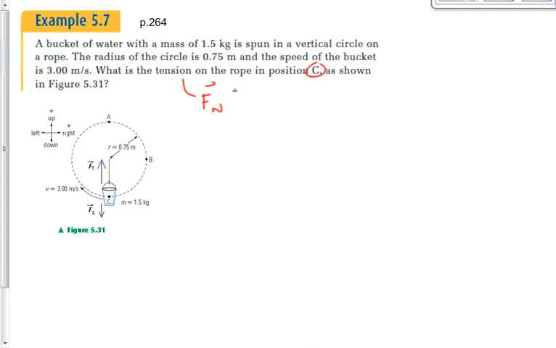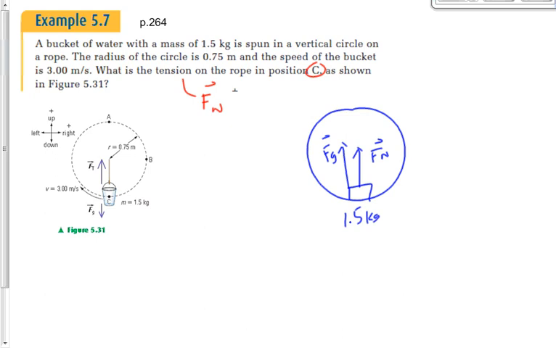All right, I'm going to redraw this because I don't like that picture that they have there. I've got this bucket of water. It's got a mass of 1.5 kilograms. We want to find the normal force that acts toward the center of the circle. When you're at the bottom, we have a force of gravity acting toward the center of the circle as well. We've got a 1.5 kilogram mass, a radius of 0.75 meters, and a speed of 3.00 meters per second. Solve for Fn.